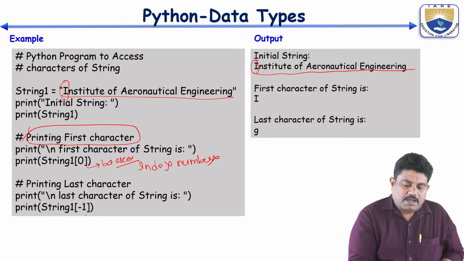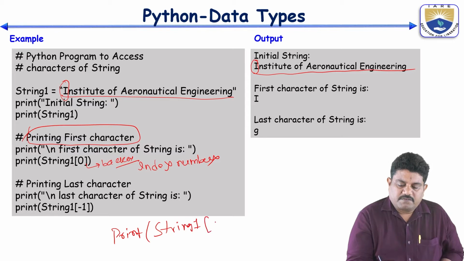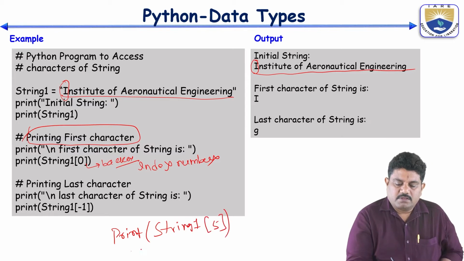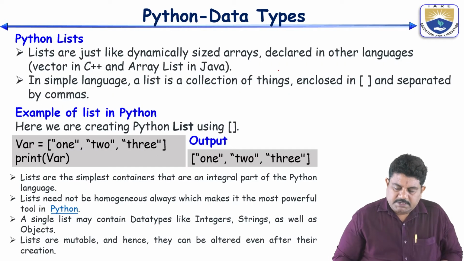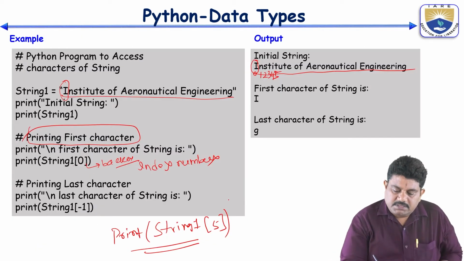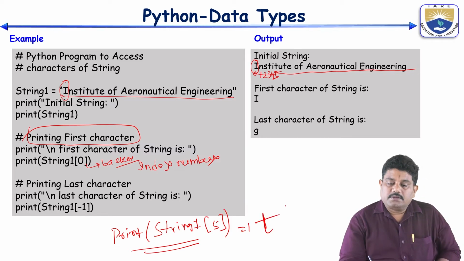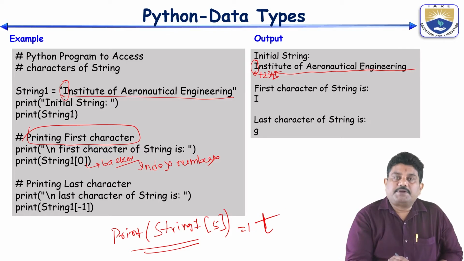Suppose I used a statement here like this: print of string 1 of 5, like this. What will be the output of string 1 of 5? You can calculate here: 0, 1, 2, 3, 4, 5. At index 5, t is there. Now it prints t. Okay, like that it prints the output.